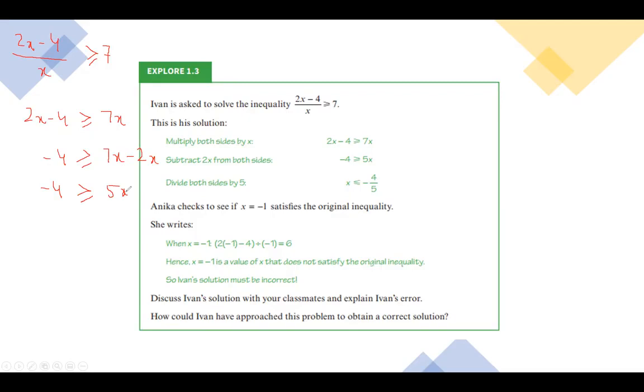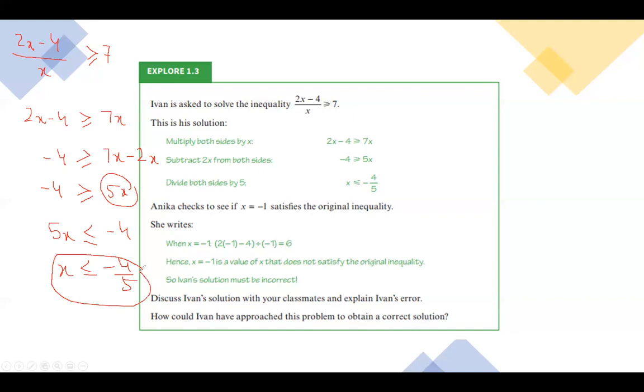Now replace it so that 5x is on the left. In this case, minus 4 is greater than or equal to 5x. So it also means that 5x is less than or equal to minus 4, and x is less than or equal to minus 4 upon 5.